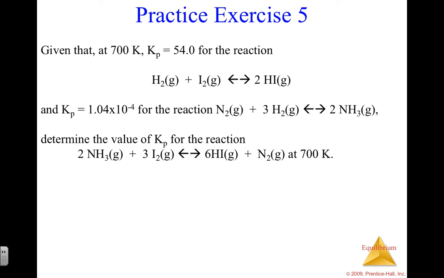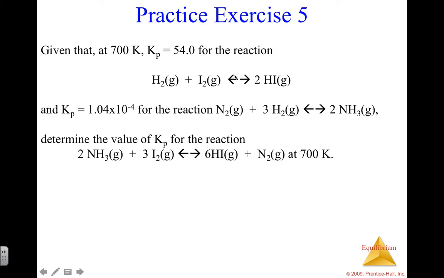Okay, practice exercise 5. Given that at 700 Kelvin, Kp equals 54.0 for this reaction, hydrogen gas plus iodine gas is in equilibrium with 2HI, and Kp equals 1.04 times 10 to the negative fourth for the reaction N2 gas plus 3H2 gas in equilibrium with 2NH3 gas. Determine the value of Kp for the reaction 2 ammonia plus 3I2 in equilibrium with 6HI plus N2 gas at 700 K. Okay, so again, what's happening?